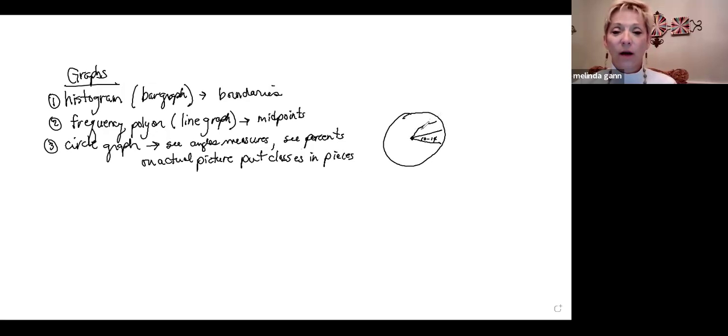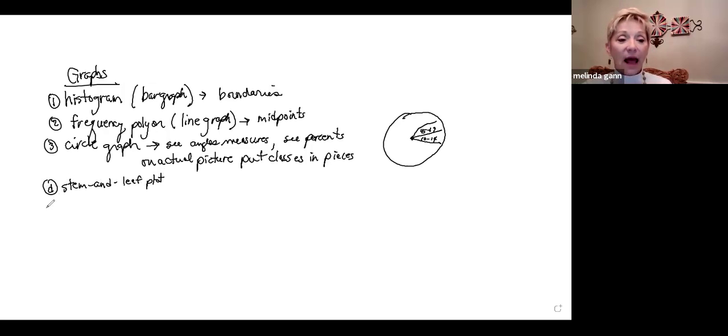I can't draw it straight very well. Maybe this one was 15 to 19. So you're putting your classes inside your piece of pie. I will go to your scratch work and see what degree measure you thought you were drawing right there and what percent you think that is. Okay. Then you've also got to be able to do a stem and leaf plot. Now that does not start with a frequency table.